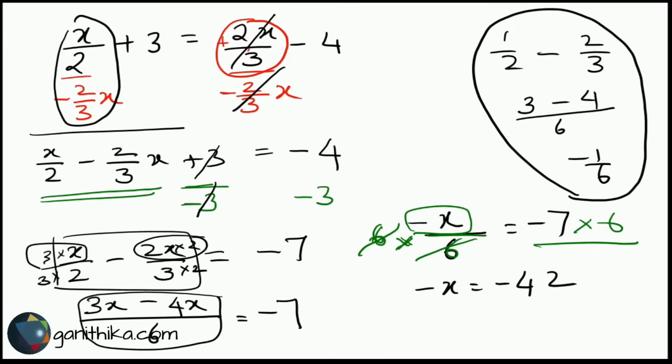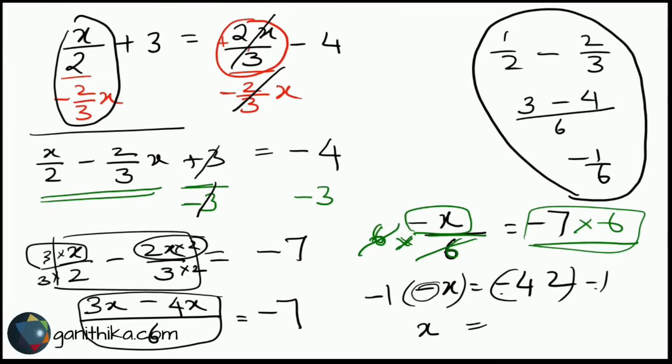So you have negative x on this side and negative 42 on this side. So we are actually doing the opposite of division by 6, which is multiplying by 6. Now we don't want minus x as our answer, so we need to get rid of this. So you can multiply by a negative 1 on both the sides, which gives you x on this side, and minus 42 times minus 1 is 42. So the answer for this question is x is equal to 42.